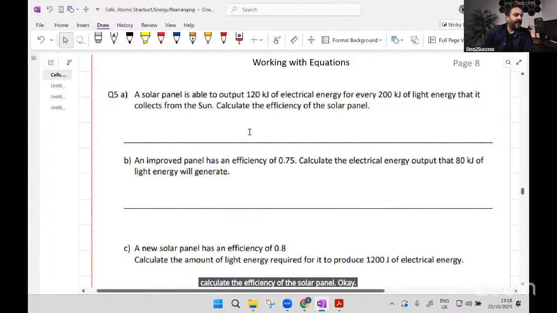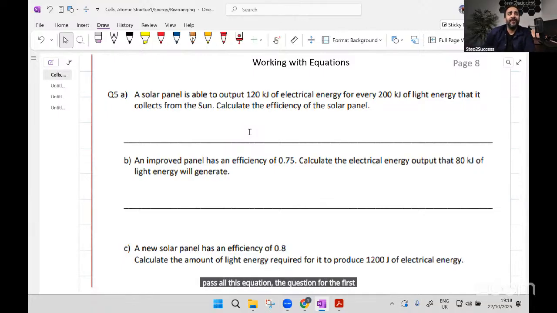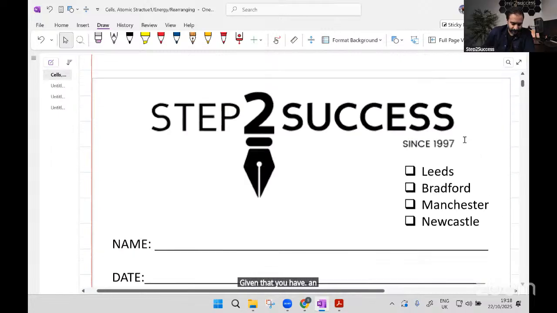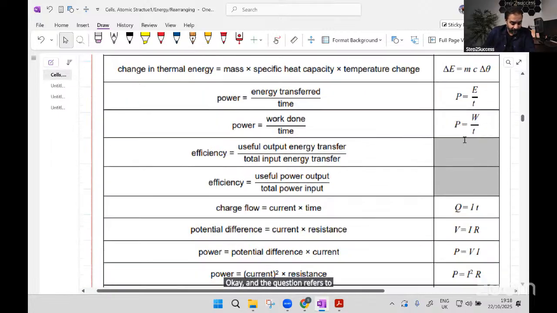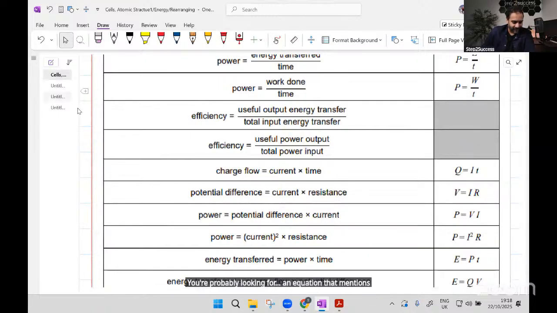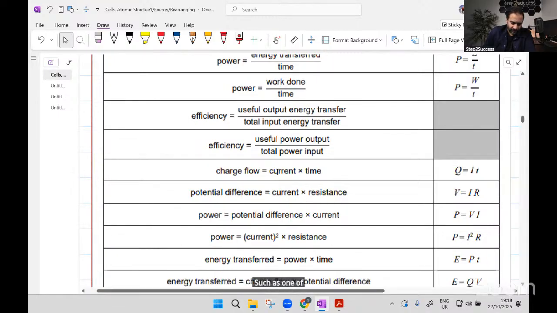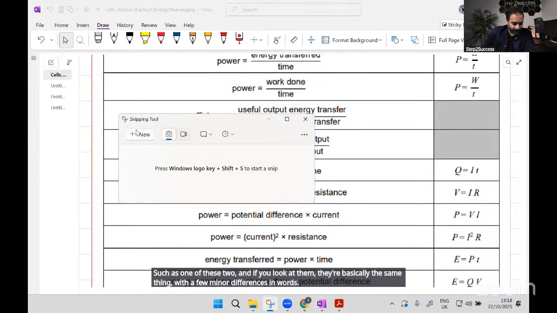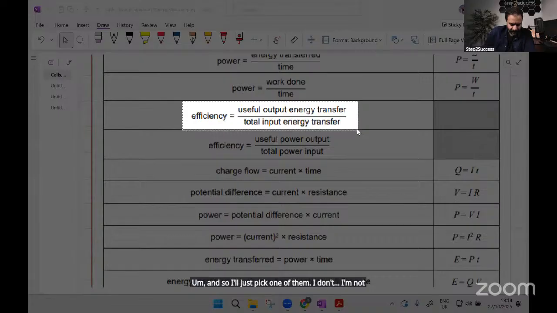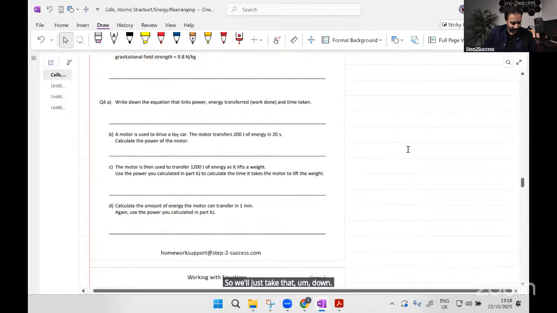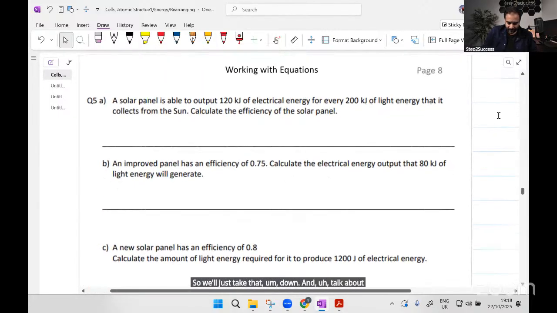Okay, let's pretend that you saw this question for the first time and you had no idea what was going on. Now, given that you have an equation sheet, and the question refers to the word efficiency, you're probably looking for an equation that mentions the word efficiency, such as one of these two. If you look at them, they're basically the same thing with a few minor differences in words. So I'll just pick one of them. Can't really read the question properly, so I don't know which one's relevant, but they are both basically the same thing. So we'll just take that down and talk about it. It was the correct one.